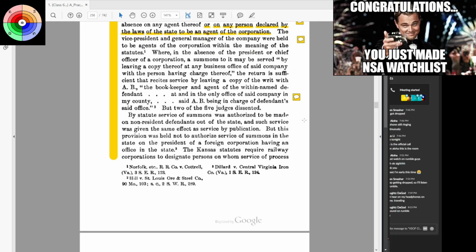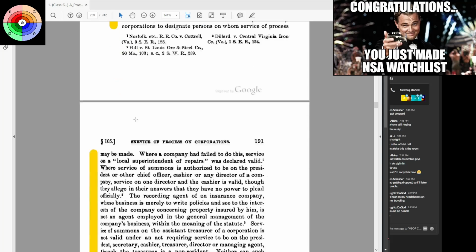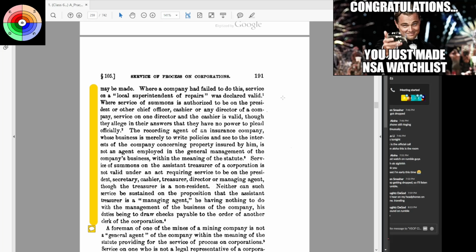By statute, service of summons was authorized to be made on non-resident defendants out of state, and such service was given the same effect as service by publication. We talked about service by publication one or two classes back, so I'm not going to rehash that. But this provision was held not to authorize service of summons in the state on the president of a foreign corporation having an office in the state. The Kansas statute required railway corporations to designate persons on whom service of process may be made. Where a company failed to do this, service on a local superintendent of repairs was declared void.